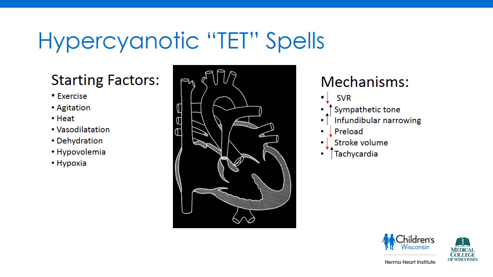This results when the patient has severe obstruction or no obstruction of blood flow getting out to your lungs, and so it's all right to left shunting. So you can imagine how this can be very severe. If you're not getting any blood flow out to your lungs, then you can't get the oxygen you need to supply oxygen to the rest of your body. So it's a severe emergency. Sometimes starting factors can be agitation, dehydration, hypovolemia, and hypoxia, and it can result in a significant hypercyanotic spell.